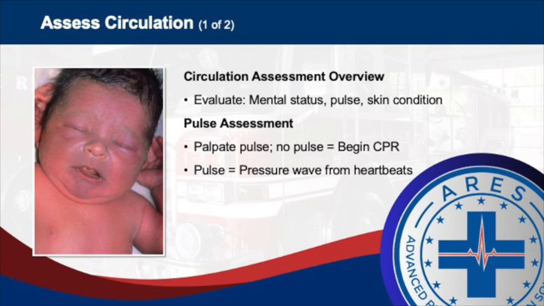For children younger than 1 year, palpate the brachial pulse inside the upper arm. If you can't find a pulse in an unresponsive patient, or it's less than 60 beats per minute in a child or infant, it's time to begin CPR.